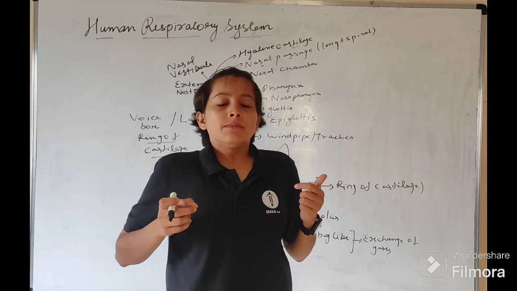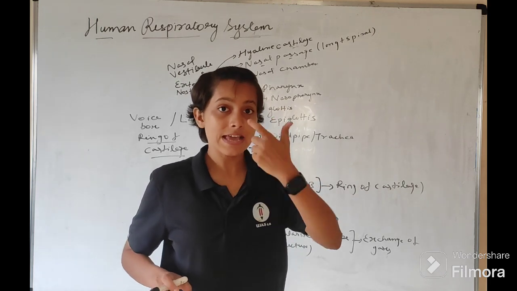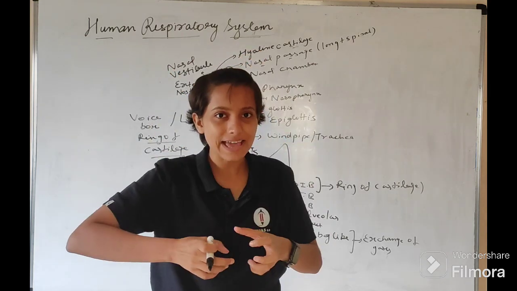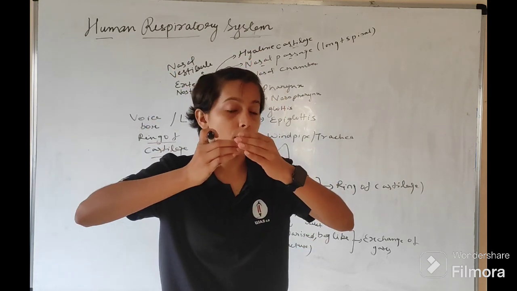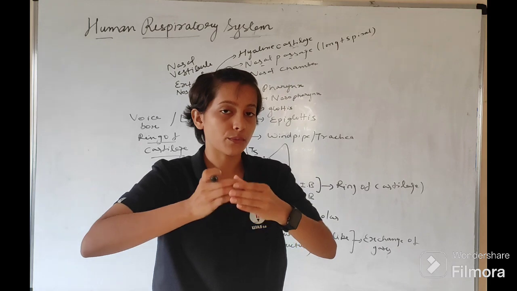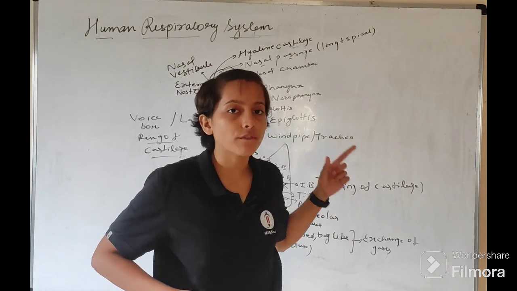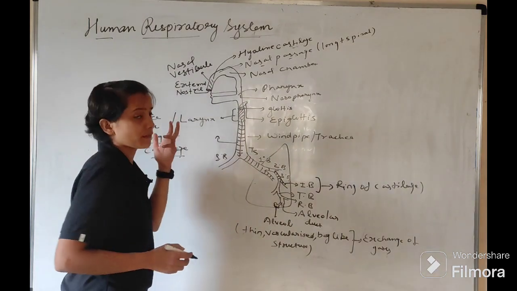Let us try. So this is my forceful inspiration that I have done. When I was doing the forceful inspiration, my windpipe was carrying a lot of air. So when it was carrying a lot of air, what will happen? Our trachealis muscle will expand it and help in the passage of that air. Clear? So this was about our trachealis muscle.